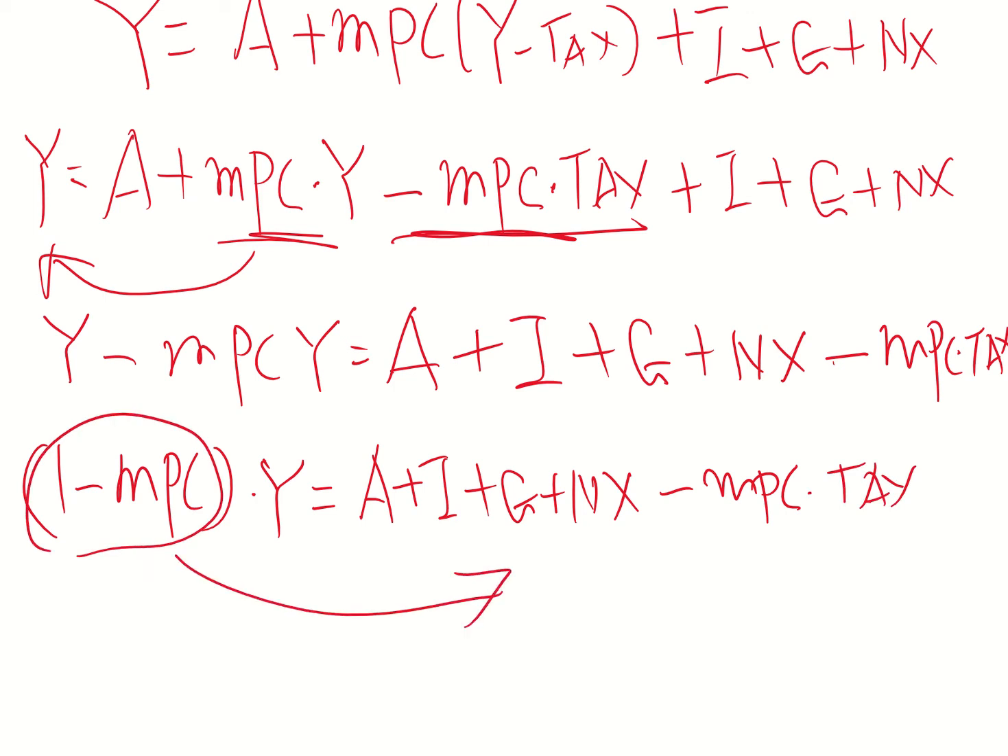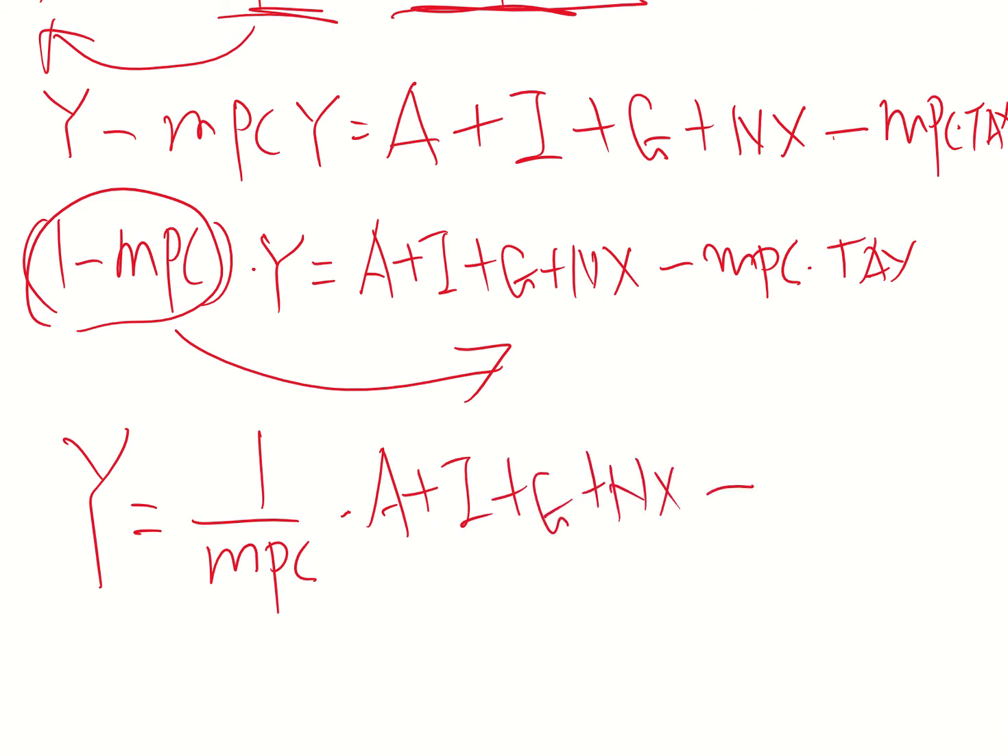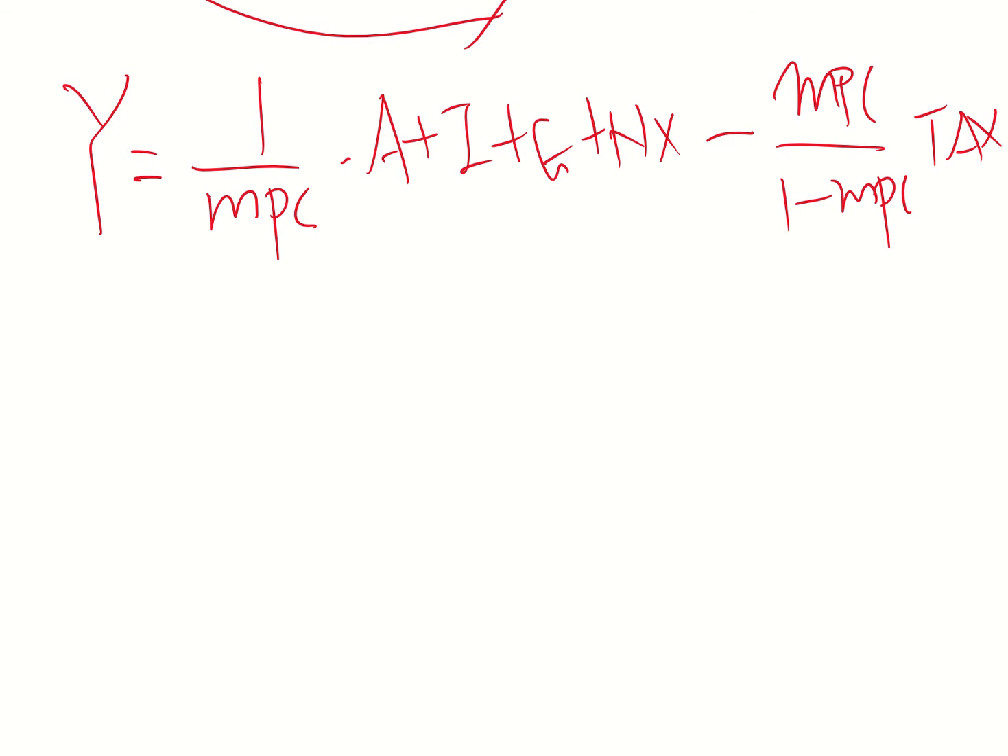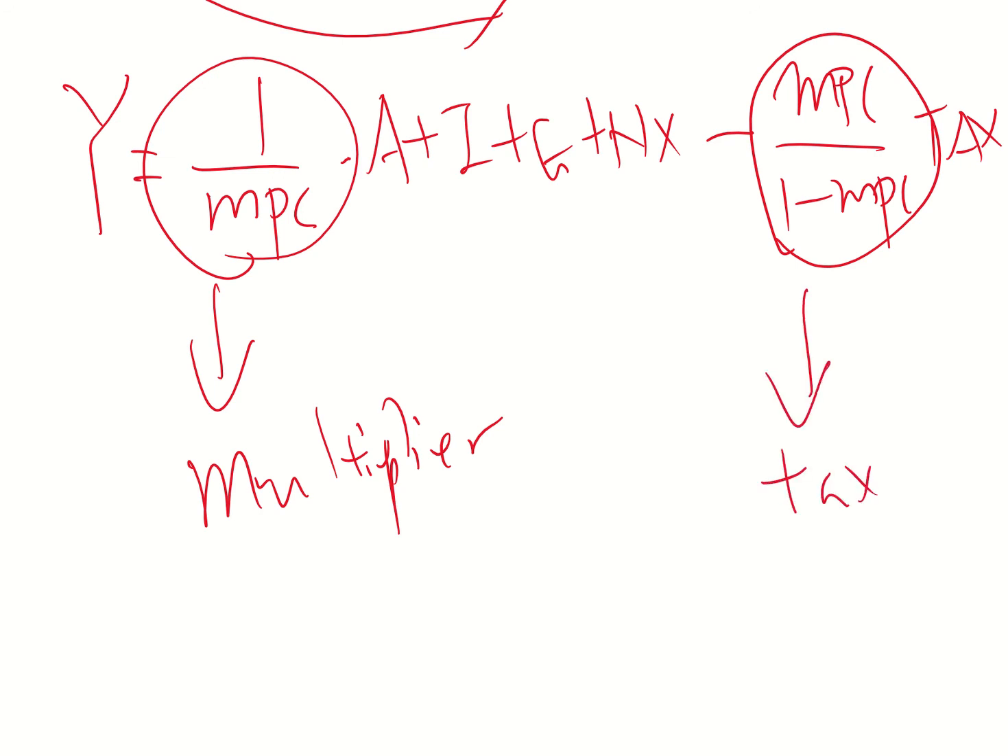And then move this one to this side, right? So there you're going to have Y equals 1 over 1 minus MPC times A plus I plus G plus NX, minus MPC over 1 minus MPC times tax. Right, so there you have it. This part here, that's our multiplier on the aggregate expenditures. And this one here, especially with a negative sign in front of it, that's your multiplier on tax, right? So that's the math behind it.